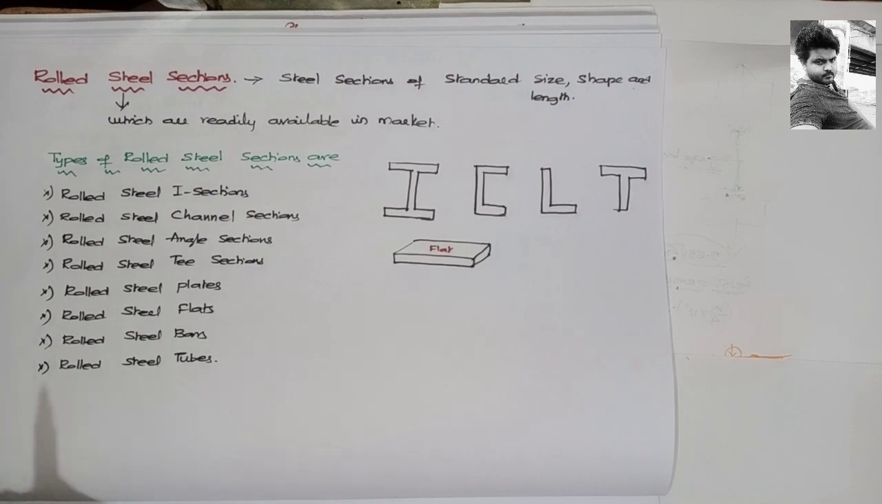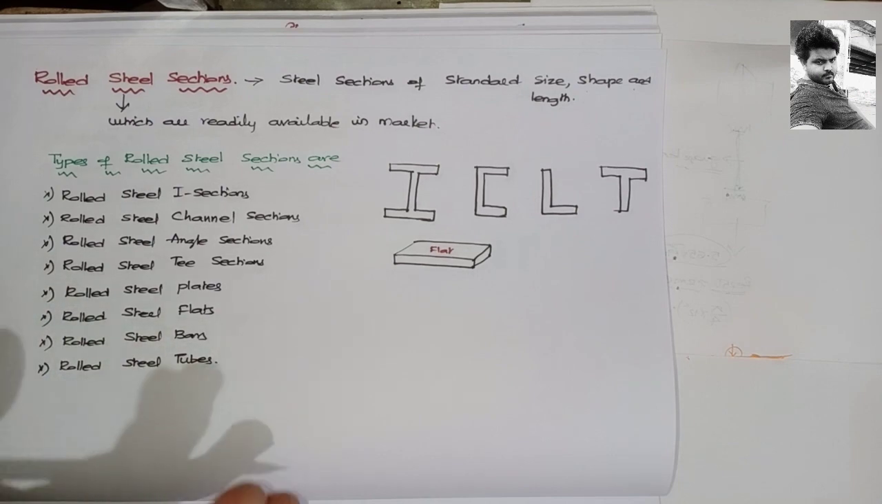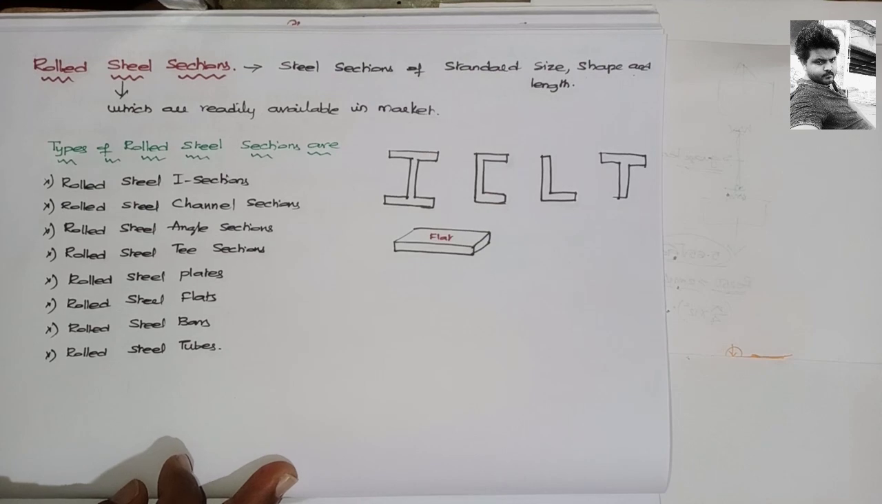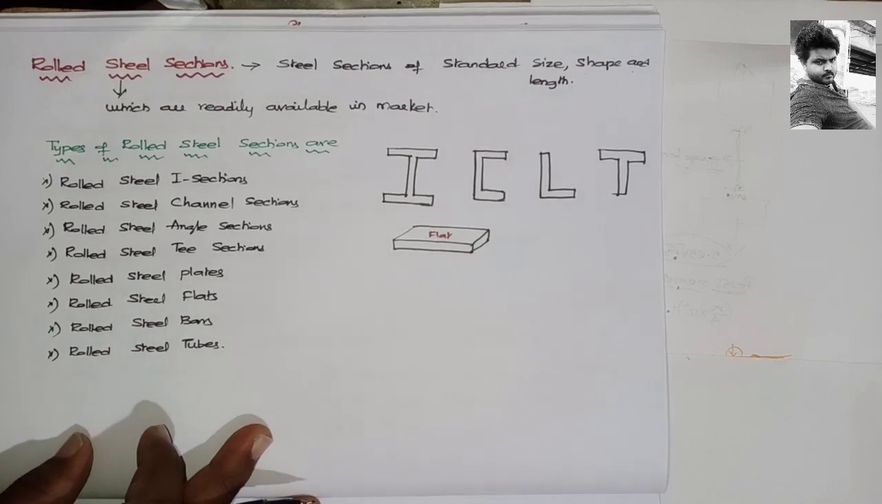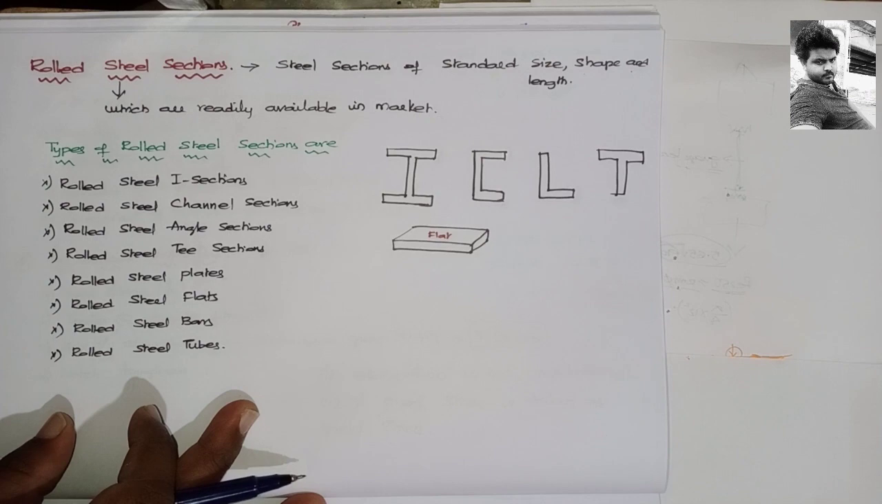So coming to the rolled steel sections. What is a rolled steel section? It is a steel section of standard size, standard shape and standard length, readily available in the market. Based upon those things only, you are going to design a member. Now, how to know the standard size, standard length, standard shape and weight?